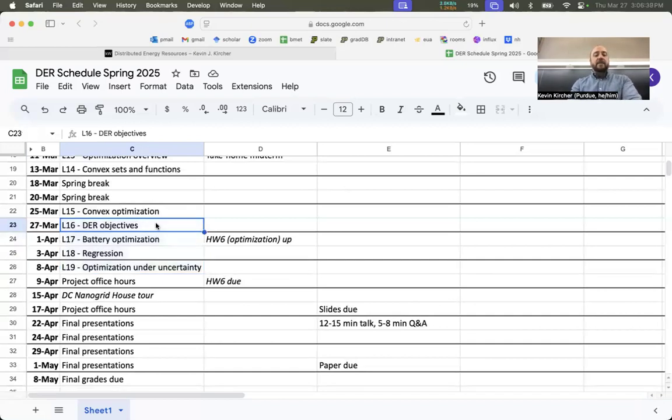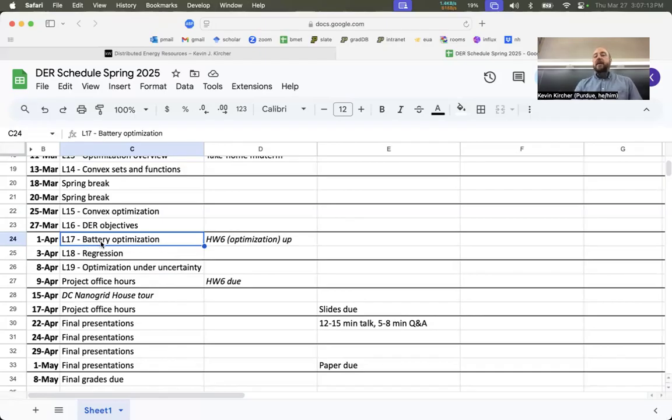So today in this class, we will talk about the objectives that often show up when we are solving DER optimization problems, whether they be how to design a physical system or how to control a system once it's out there in the world. So we'll talk about minimizing emissions, minimizing energy costs, minimizing peak demand, things like that. And then next lecture, we'll talk about batteries specifically, and I'll show some optimization results to give a flavor for what happens when you optimize batteries.